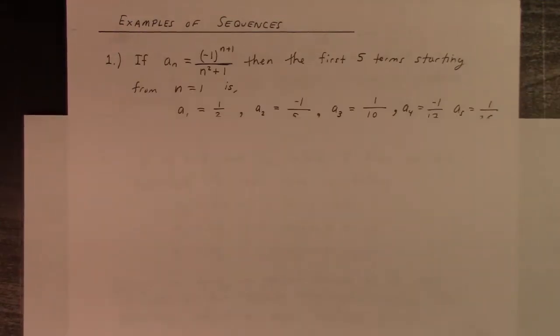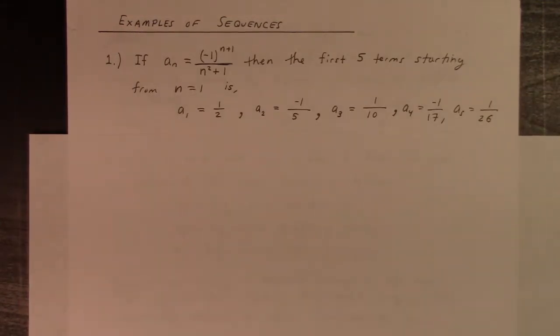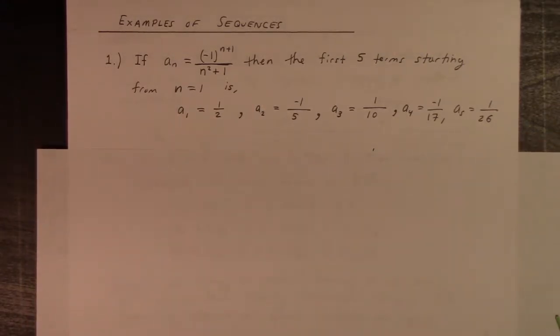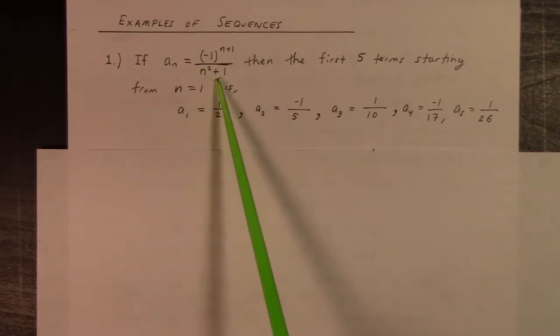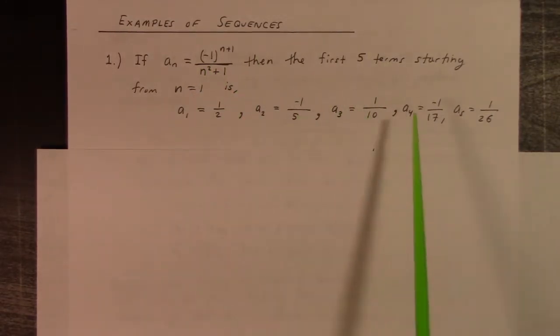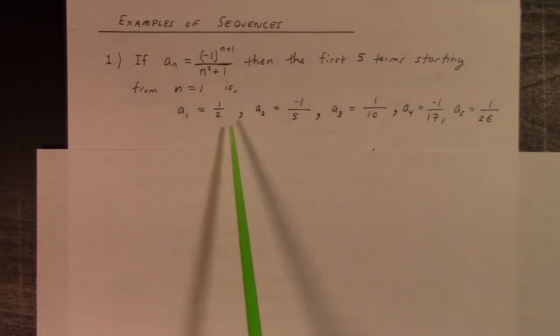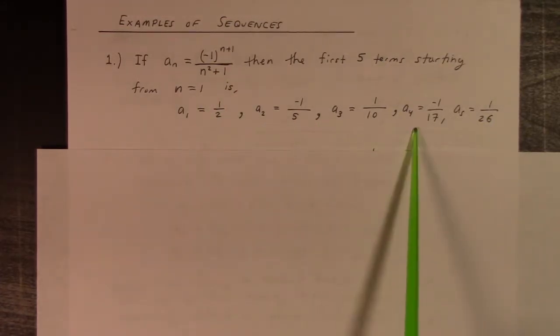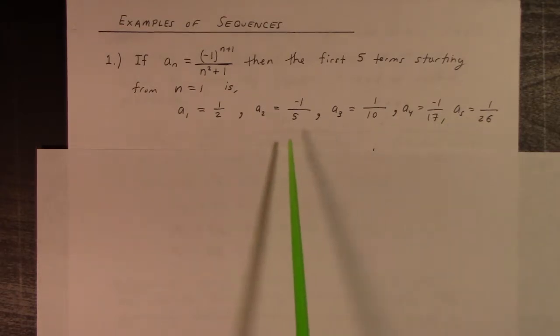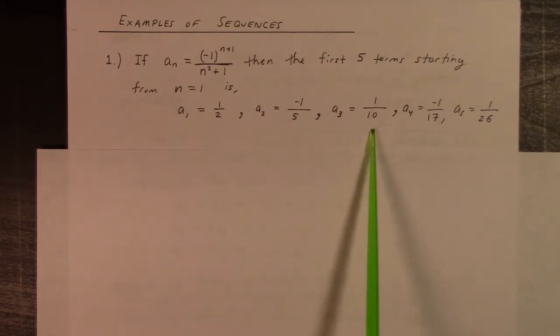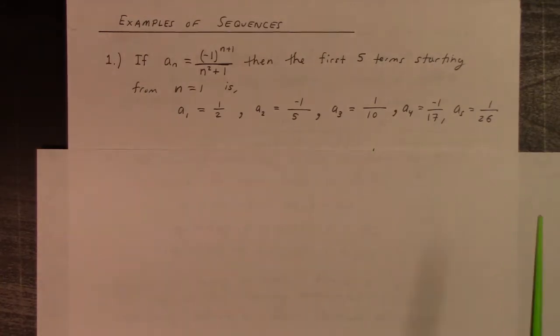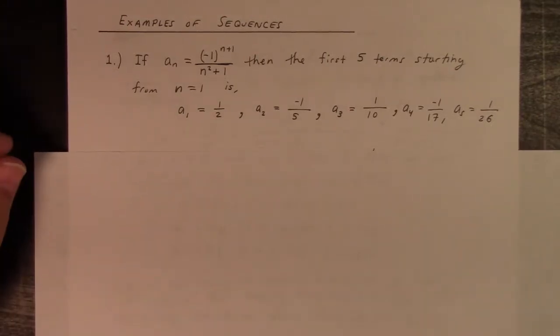Here we go. So a sequence, one way to think about it is a list of terms, an ordered list. All right, so here is a formula: a sub n is (-1)^(n+1) over n squared plus 1. And I'll list the first 5 terms. You plug in n equals 1, n equals 2, n equals 3, n equals 4, n equals 5. Gives us respectively plus a half, minus a fifth, plus a tenth, minus a 17th, plus a 26th. So that's an example of a sequence.